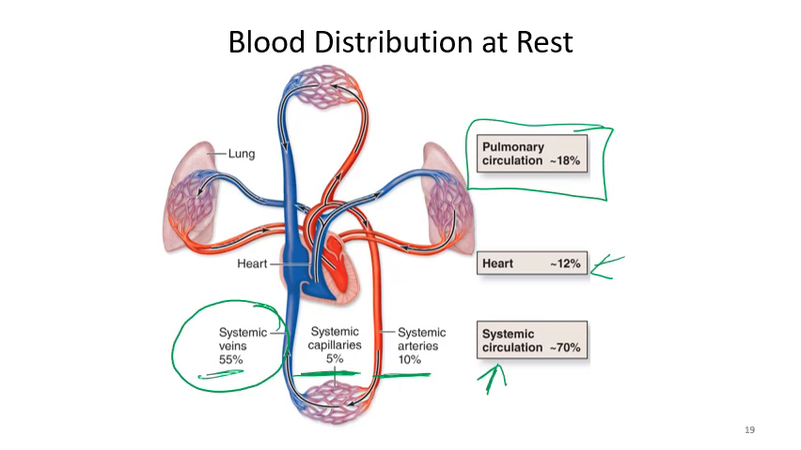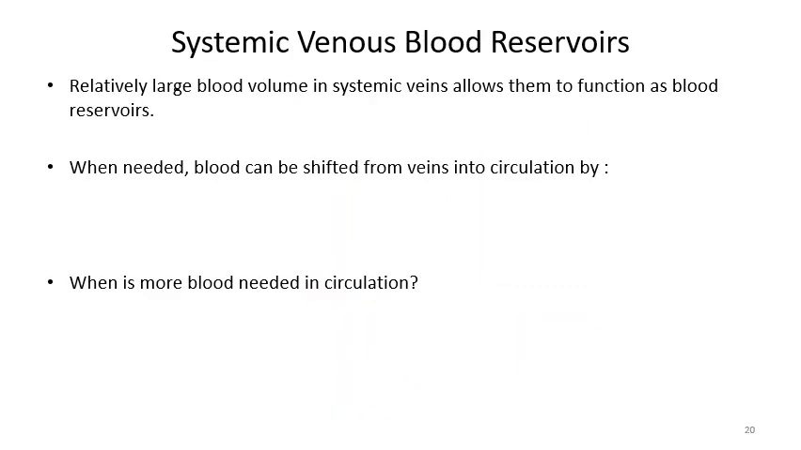What that does is allow those veins to act as a blood reservoir, because there's a relatively large volume of blood in those veins. So when needed, if you are exercising, blood can be shifted from those veins so you can put a greater percentage of your blood into the rest of the circulation.